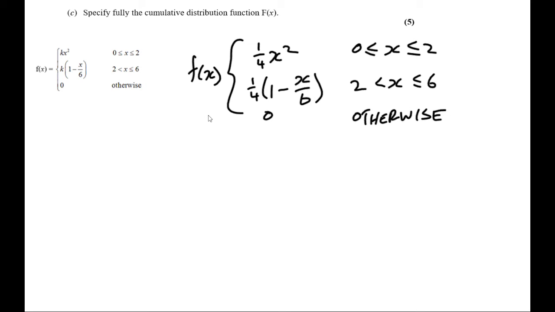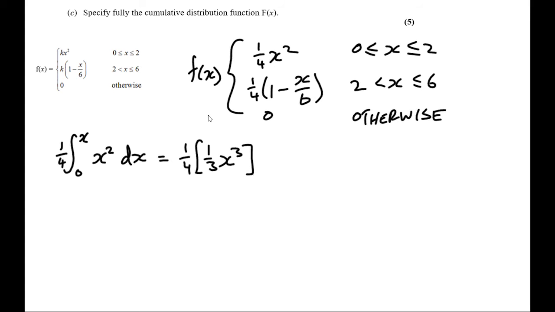So firstly, I'm going to go ahead and I'm going to integrate 1/4 of x squared. So I'm integrating in between x and 0, 1/4 of x squared. I'm going to put the constant on the outside and just work with the x squared. That should lead to 1/4, a third of x cubed, in between x and 0.